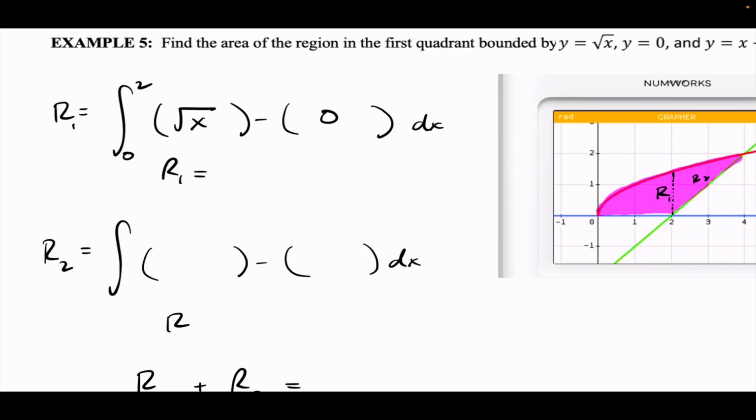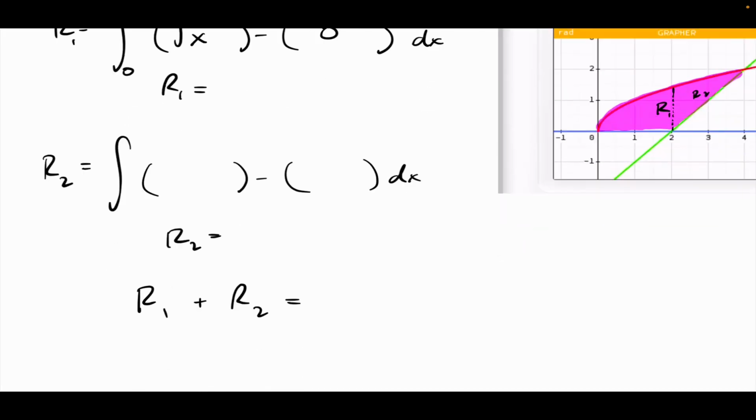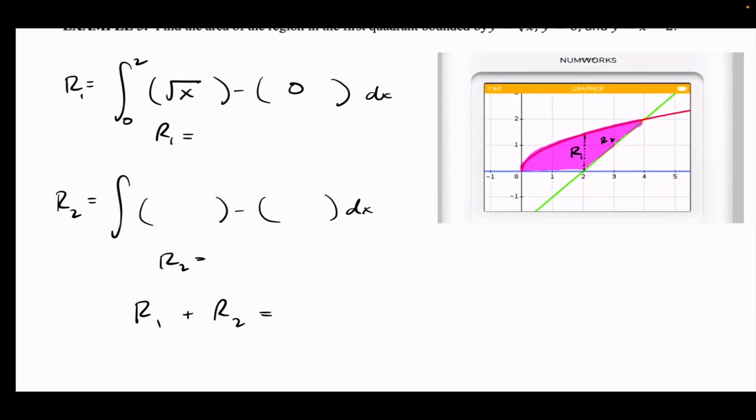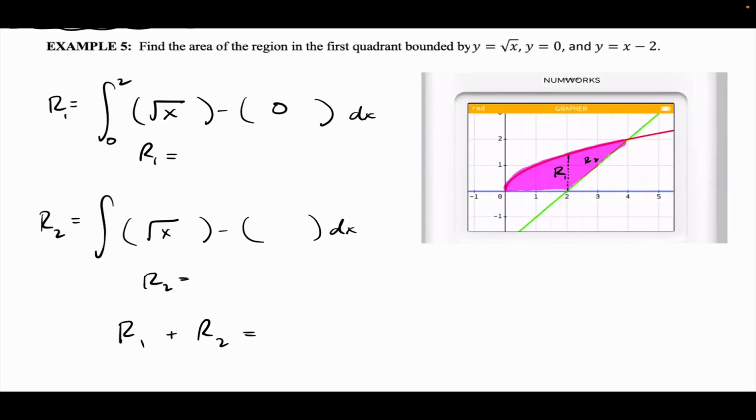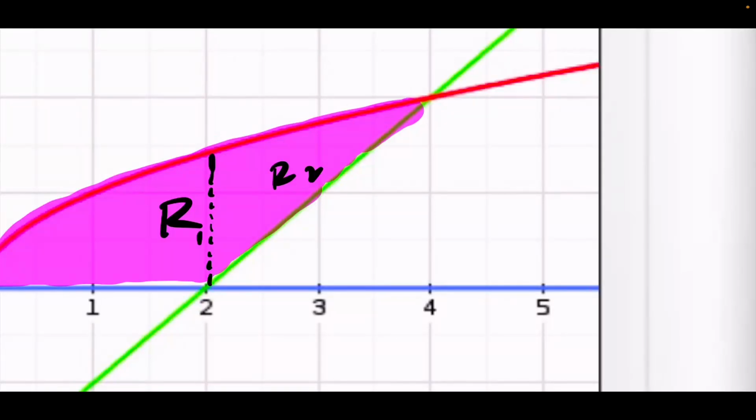Now the second one. For R2, red is still the top. Green is now the bottom. Green was x minus 2. What are the bounds for R2? 2 to 4. It looks like 2 to 4.